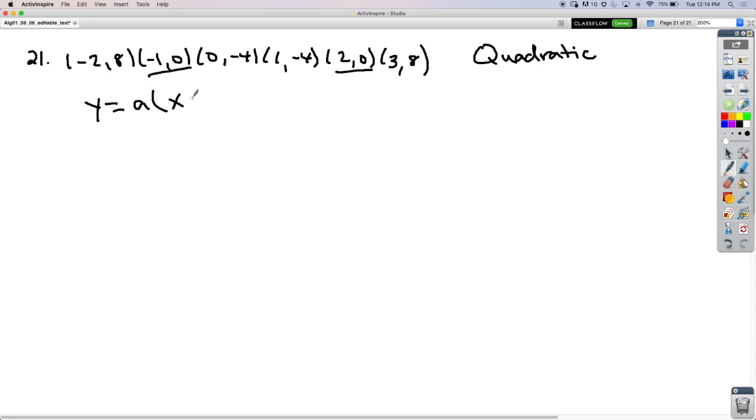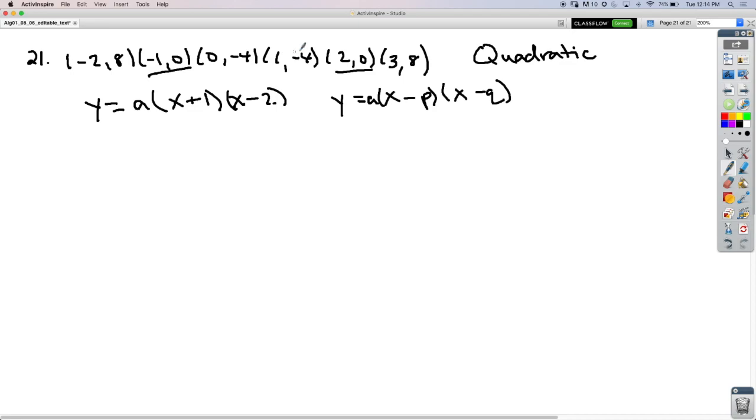So it's going to be x plus 1 times x minus 2. Okay, let me write down the original equation: y equals a times x minus p times x minus q. And there's an a here. Now I want to find out what a is. I don't have a, but I do have an x and y. Look how many x and y's I have.